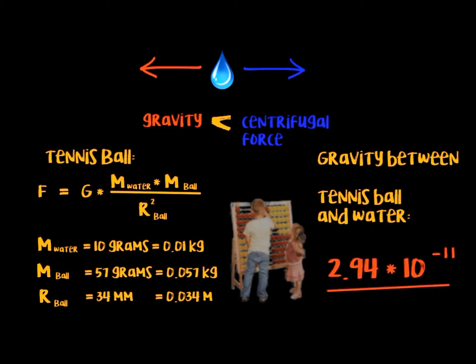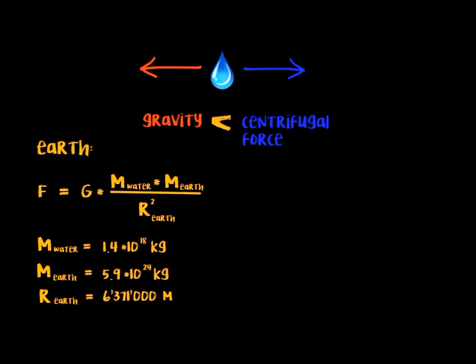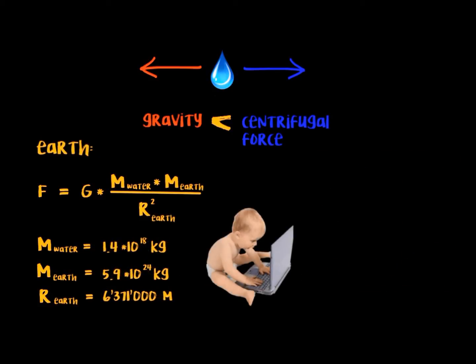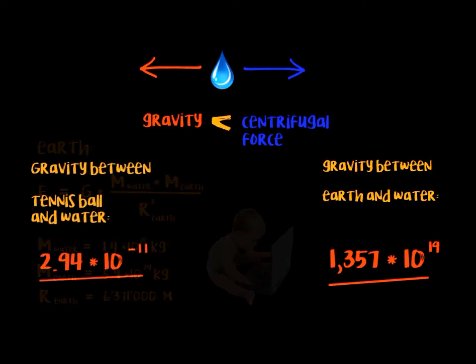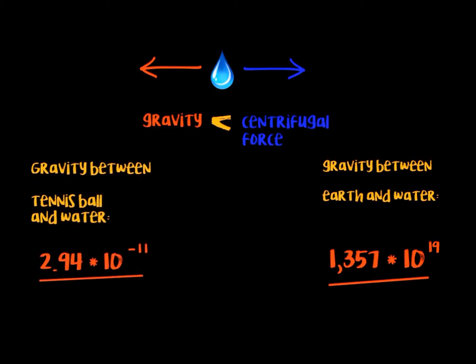2.94 times 10 to the power of minus 11. This is very, very small. If we do the same calculation for the water on our planet, we get 1.357 times 10 to the power of 19. Again, comparing those numbers, you can easily see why it doesn't work just to scale down gravitational systems.